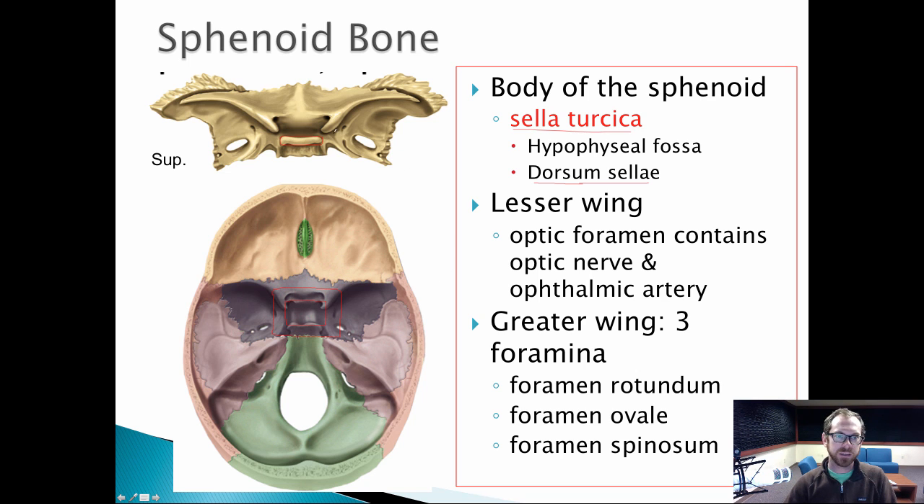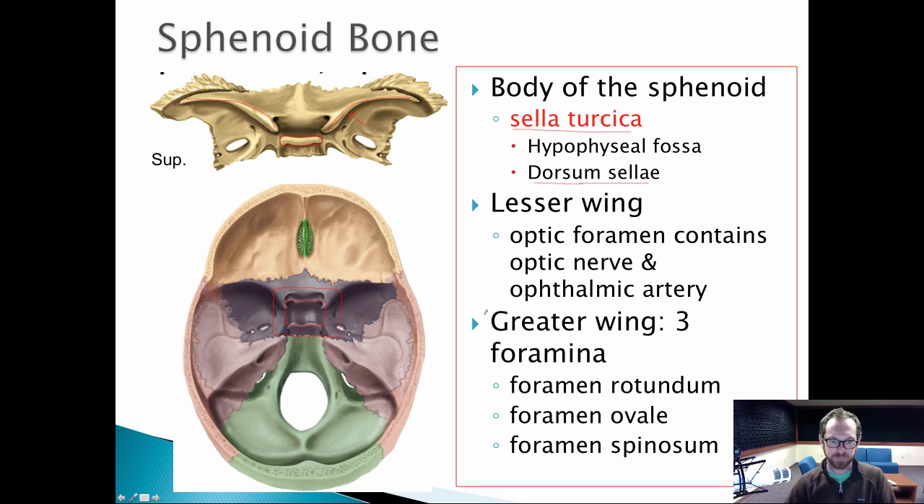Now, on the lesser wing, just to get oriented, this is the lesser wing here, outlined in red. There's some foramen here. Underneath, right in here, we're going to have the optic foramen, and this is where the optic nerve is going to pass through, as well as some key arteries.